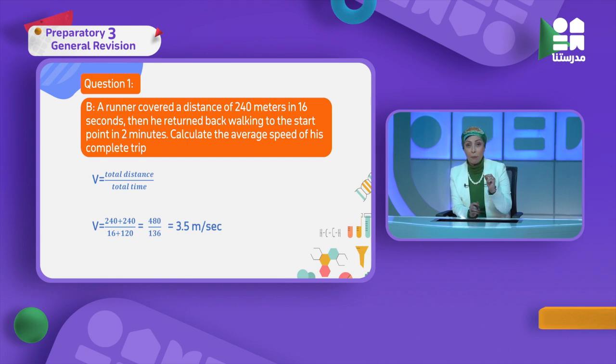So in this problem it's tricky. Why? Because sometimes you are going to take the 2 minutes and add it to the seconds. Of course that's wrong. So you have to change the minutes first to seconds by multiplying by 60 seconds. Then you make the calculation and get the answer.